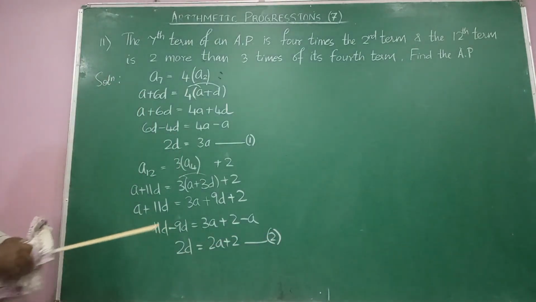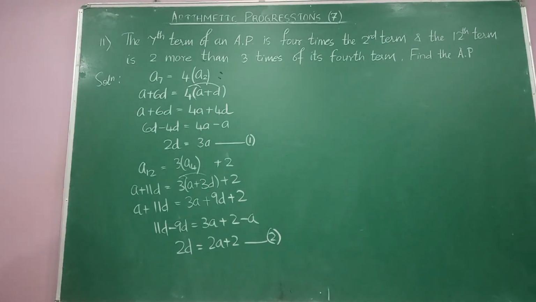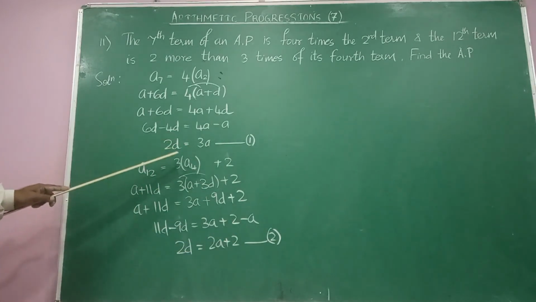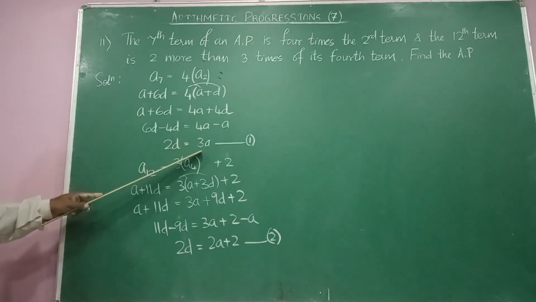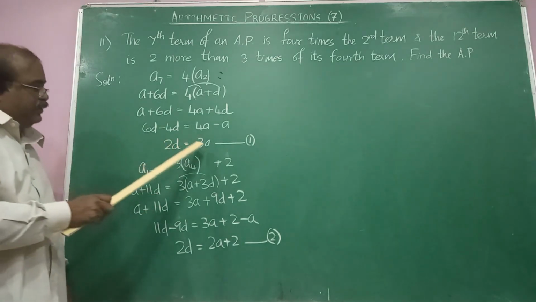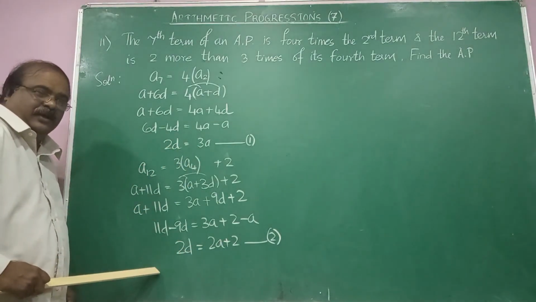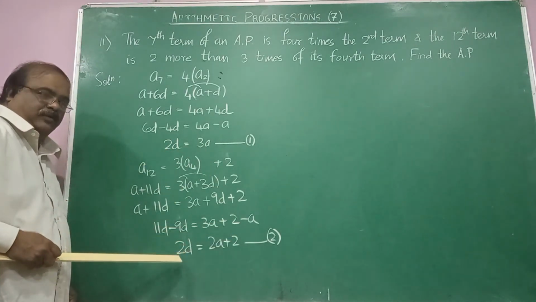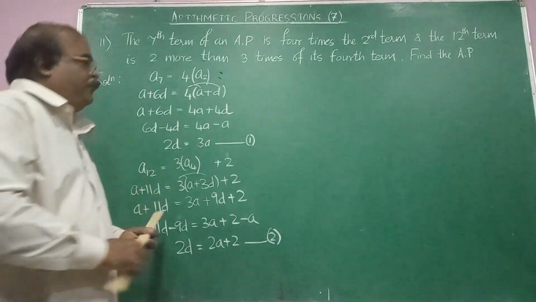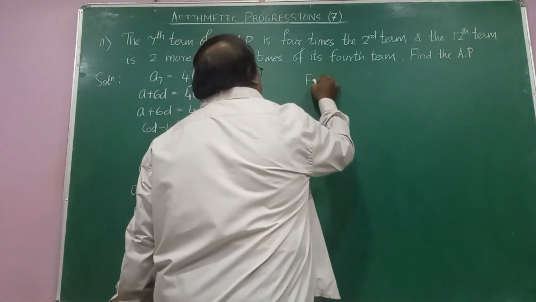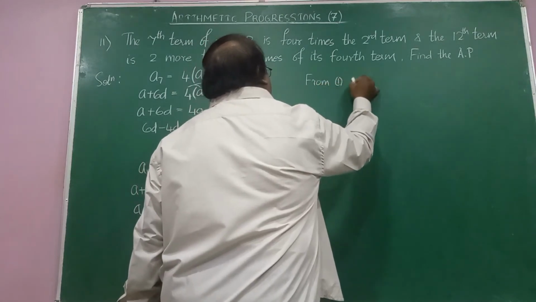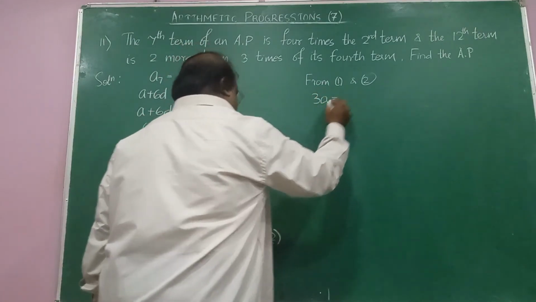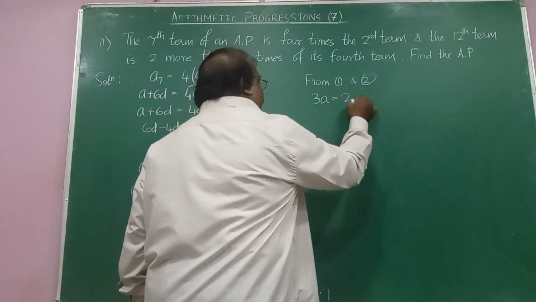Look at the two equations. What did I get in equation number 2? 2D is equal to 2A plus 2. What did I get in equation number 1? 2D is equal to 3A. Things which are equal to the same things are equal to one another. So from equation number 1 and 2, I have come to the conclusion that 3A must be equal to 2A plus 2.